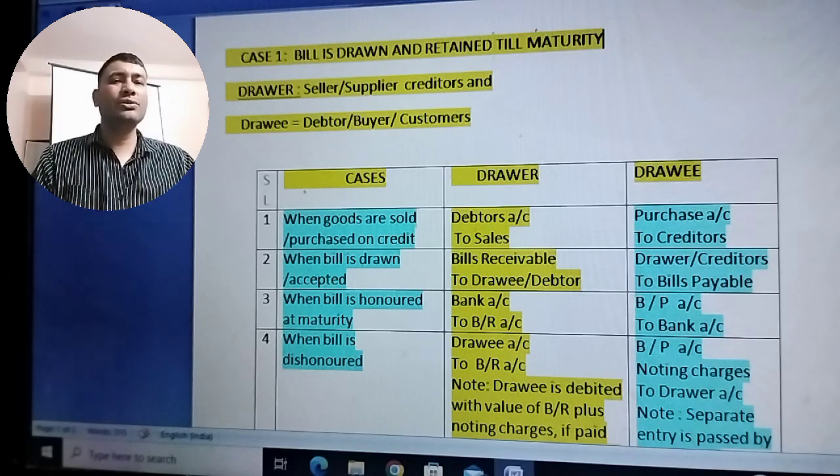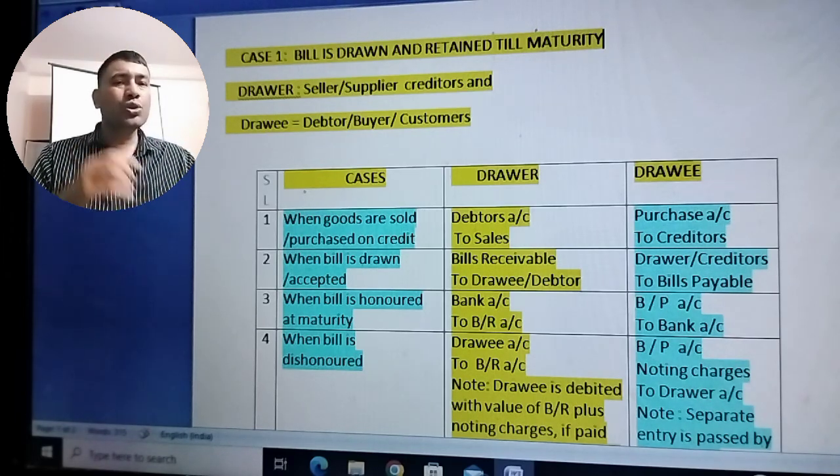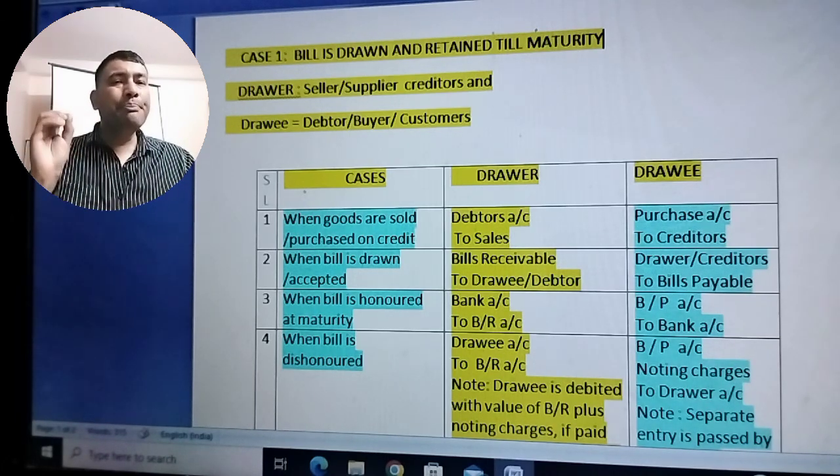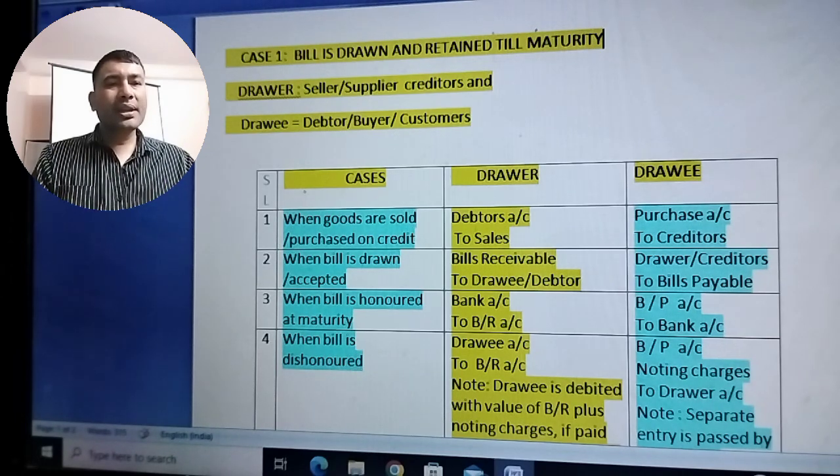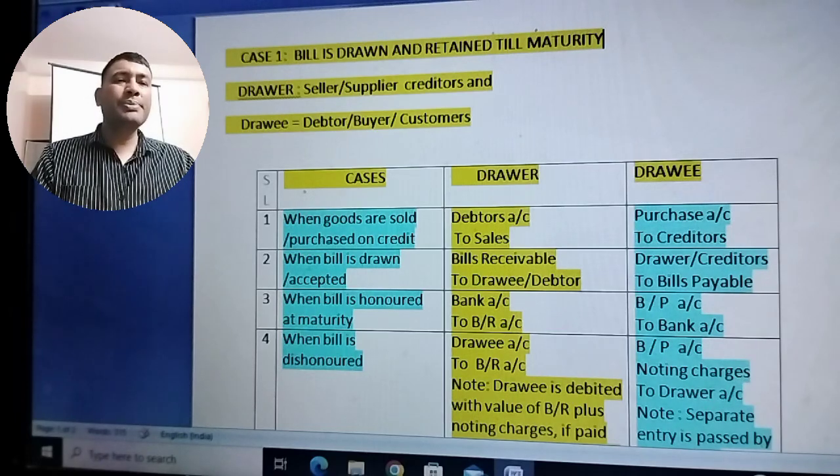In every case, you just memorize it. It is a formula. Whenever a bill is drawn, in the books of the drawer the entry will be bills receivable account debit to drawee. The drawee is the debtor, and he is credited because when goods were sold on credit he would have been debited, as appears on the screen. For the drawee, it is a bills payable. Bills payable is a liability, so it is always credited.